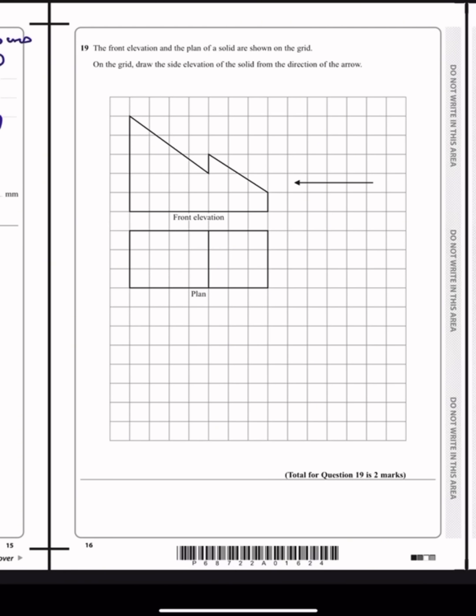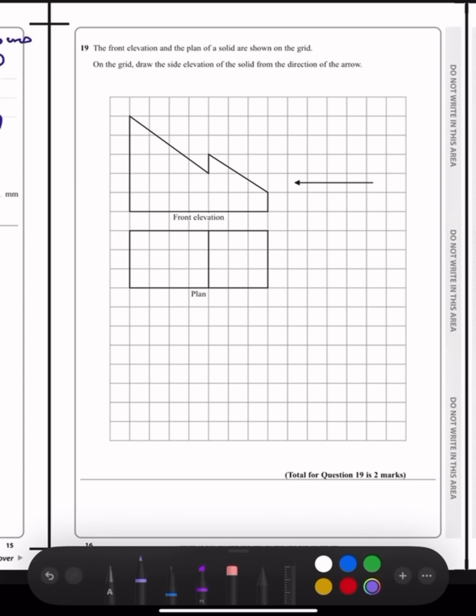So question 19 now. They say that the front elevation and the plan of a solid are shown on the grid. On the grid, draw the side elevation of the solid from the direction of the arrow. So the direction of the arrow is this. They're looking at this side. What do they see?